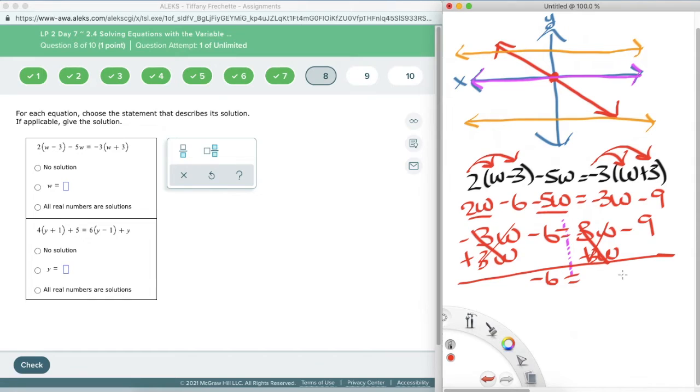So then we have to look at this. This is a little bit of a weird answer. Doesn't mean you did it wrong. This is actually one of the things we're looking for. Negative 6 equals negative 9. Well, that's not true. So we say not true.